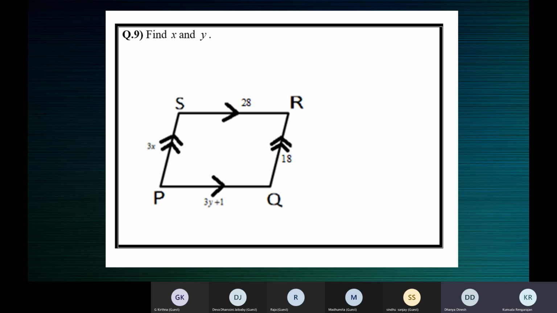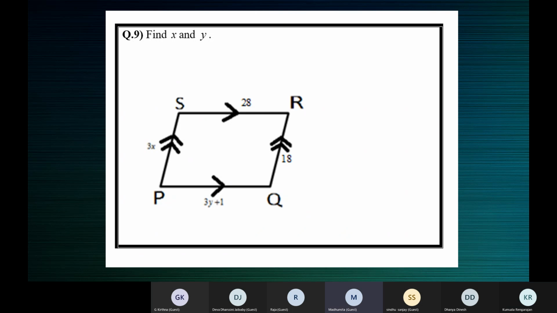So in a parallelogram, opposite sides are equal. So SP is equal to RQ. SP is 3x. So that's equal to RQ, which is 18. So 3x is equal to 18. X is equal to 18 by 3. X is equal to 6. Very good. So we found X. What about Y?